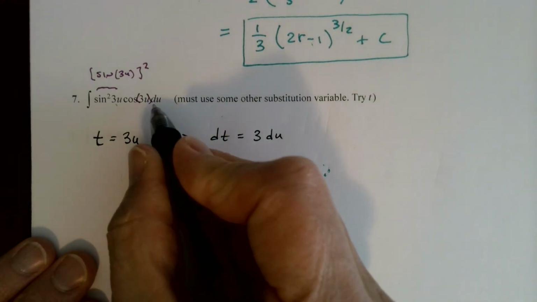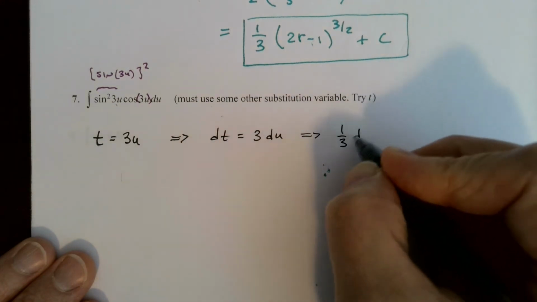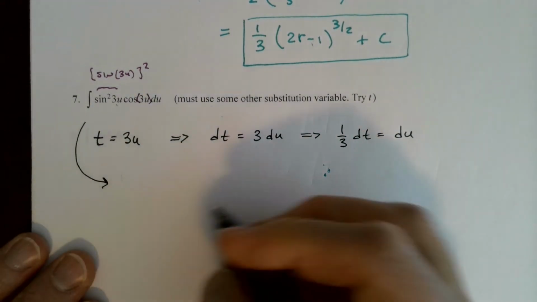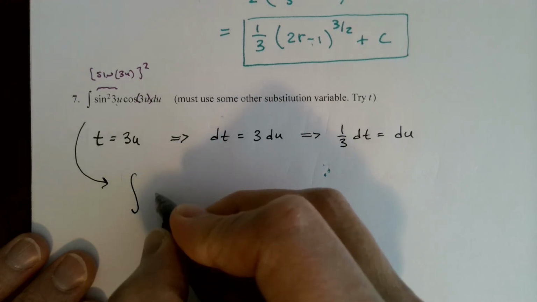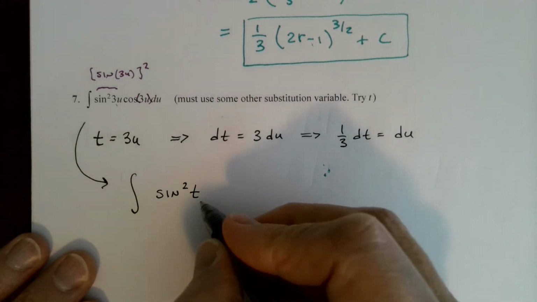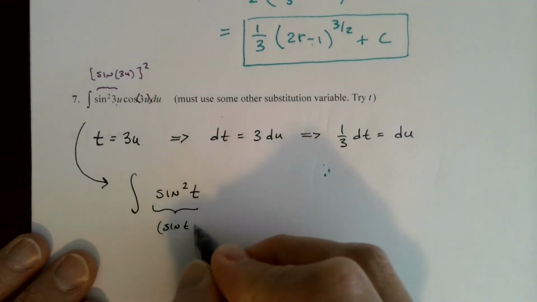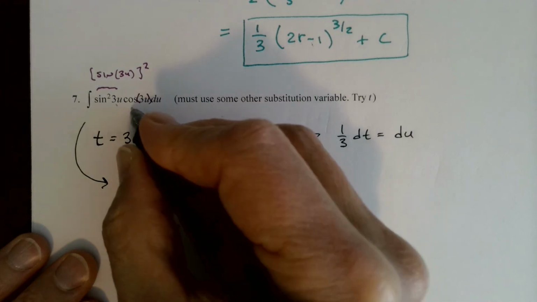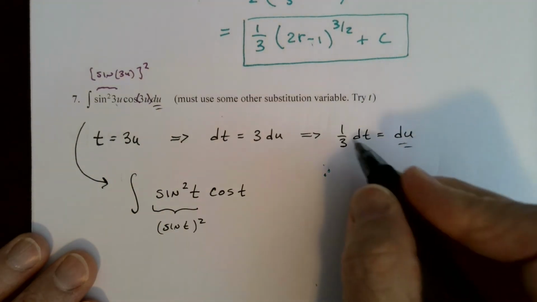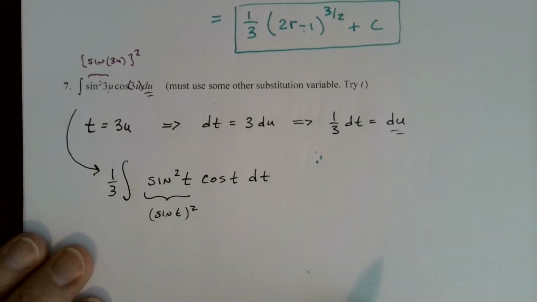Now I look and I just have 1 du. These 3's cannot be factored out, so I have just 1 du, so I need to do what? 1/3 dt is equal to du. And with this, here becomes my integral. I've got the integral of sine squared of just t, right? The 3u is t. And remember that sine squared, this means sine of t all squared. Times what? Cosine of t. And then the du is what? 1/3 dt. So I'll pull that 1/3 out and I'll be left with dt. Okay, so there it is.